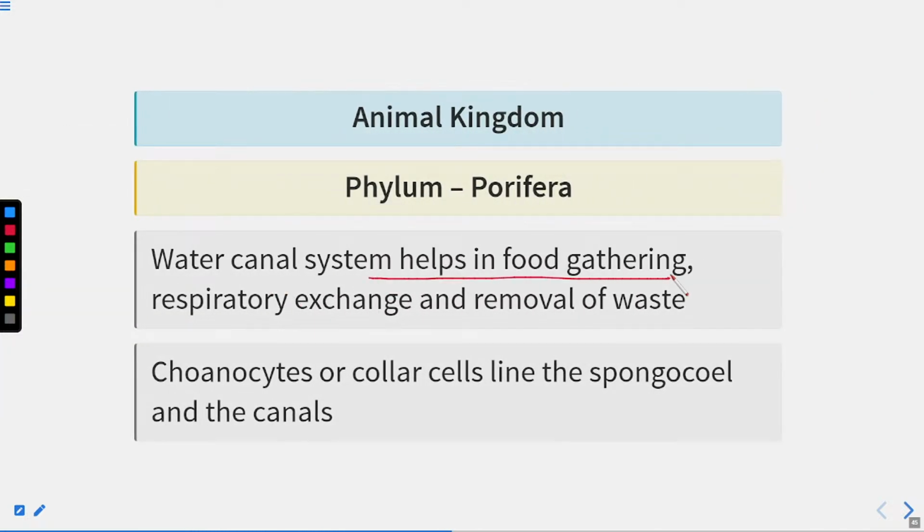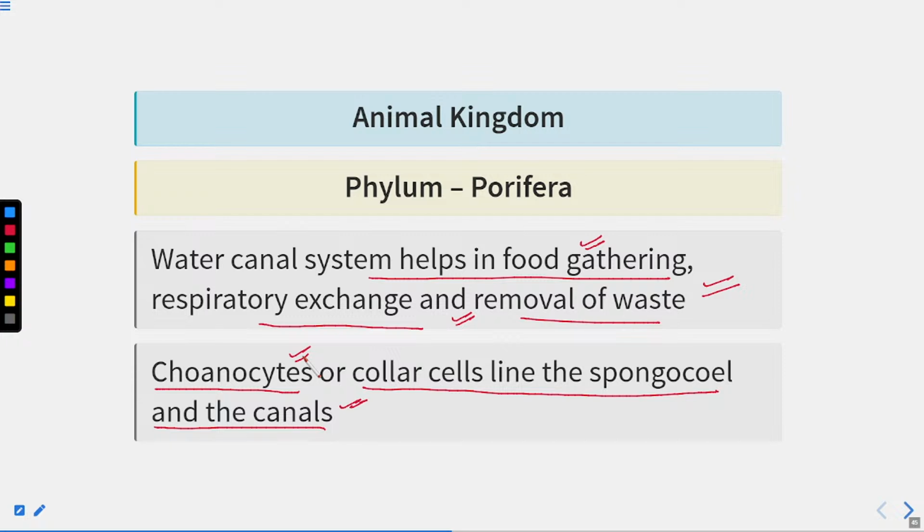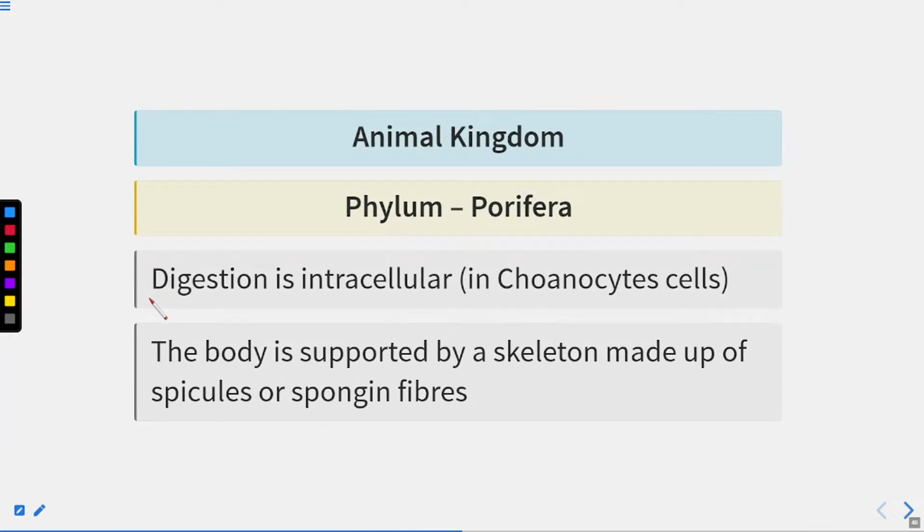Water canal system helps in food gathering, respiratory exchange, and the removal of waste. I have already discussed this, the water canal system, right? They are having food also, as well as the oxygen for gaseous exchange. Coinocytes, or the collar cells, line the spongocoel and the canal. So what are they concerned with? They are concerned with digestion, right? And this digestion is intracellular, and that happens with the help of coinocyte cells.